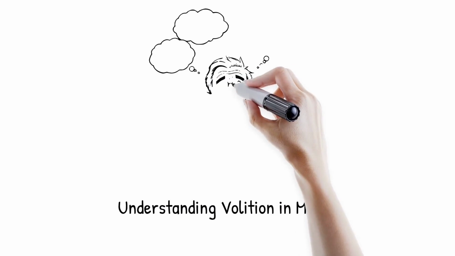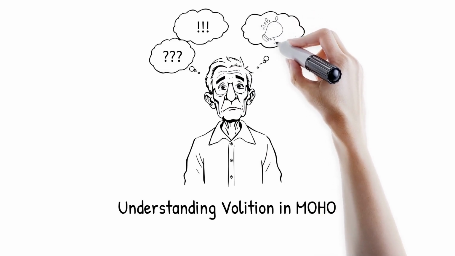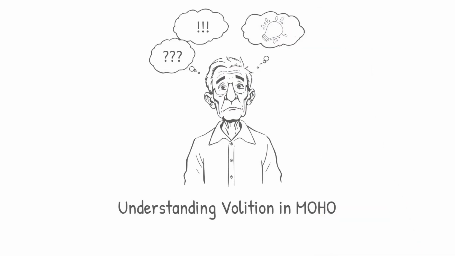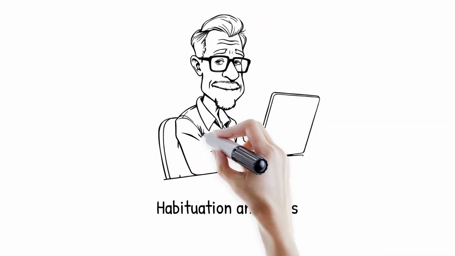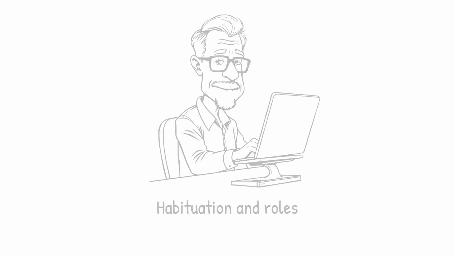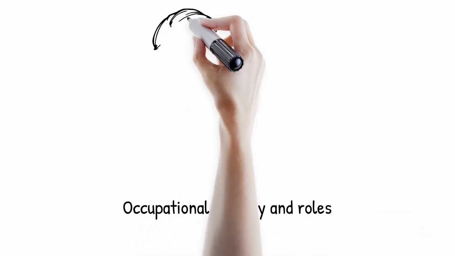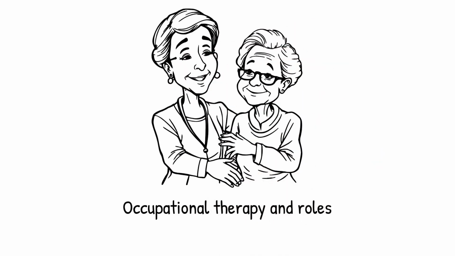Volition explores values, interests, and personal causation, how people see their own abilities. A person may value community involvement but feel too anxious to rejoin a group after illness. Habituation looks at roles and habits. Retirement, illness, or grief often lead to role loss, like no longer being the event organizer or caregiver. Occupational therapy can help reclaim or redefine those roles, supporting individuals to regain meaningful participation in their communities.